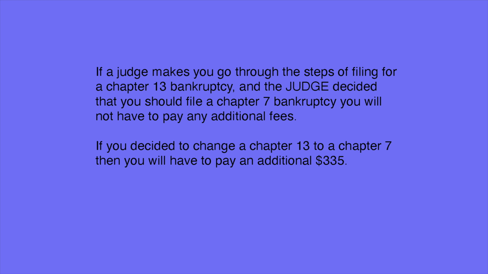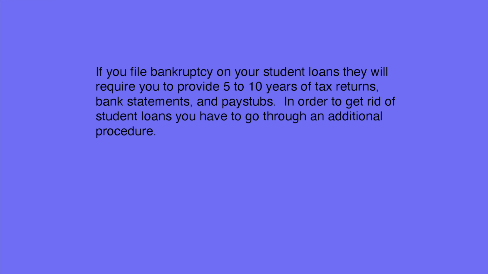However, a judge might make you go through the steps of filling out all the forms for a Chapter 13 bankruptcy and then allow you to file a Chapter 7 bankruptcy. For this kind of situation, you will not have to pay any additional fees. If you file bankruptcy on your student loans, they will require you to provide 5 to 10 years of tax returns, bank statements, and pay stubs. In order to get rid of student loans, you have to go through an additional procedure.